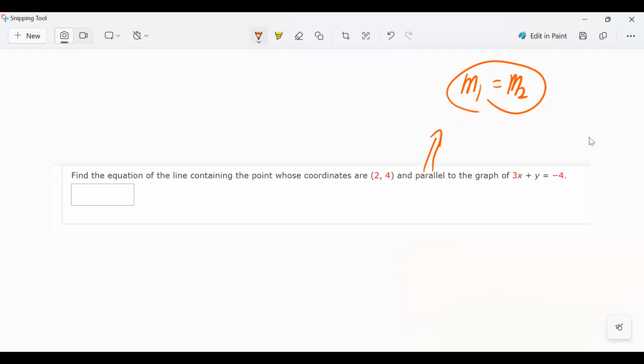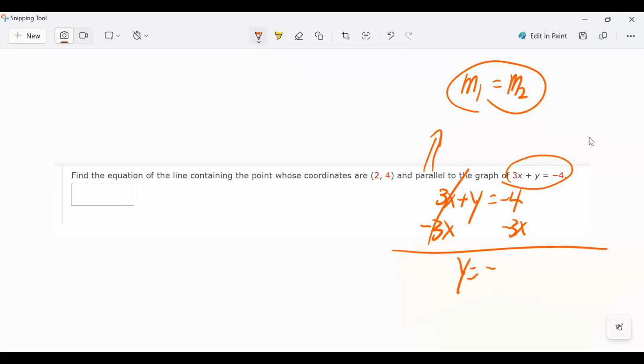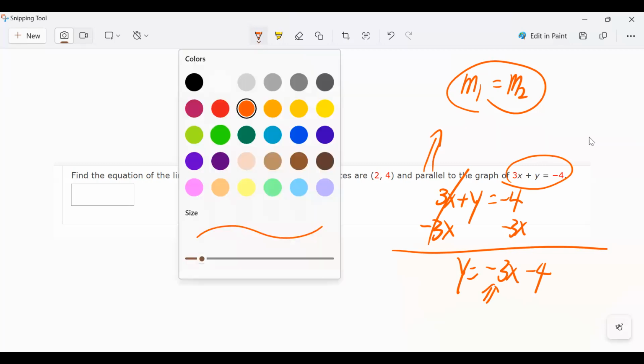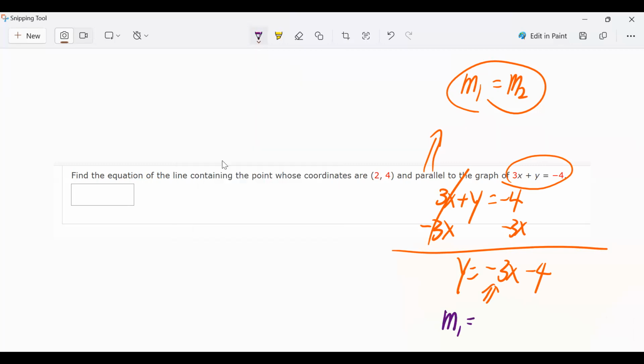All right, so for this question, we need to find the slope for line number 1 first. So we have 3x plus y equals -4. Subtract 3x from both sides of the equation. Cancel that: y equals -3x minus 4. Now the number in front of the x is our slope number 1. So m1 equals -3. That means m2 is also equal to -3.